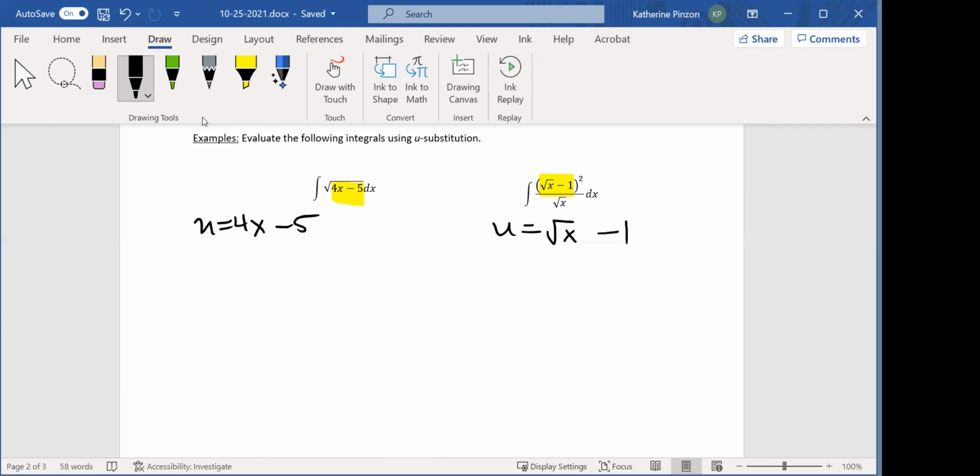Okay, so now we've picked u. I want you all to find what du is going to be. So for both of these, just find du. You don't have to do any more than that. Just find du. So we picked u. Find yourself du.